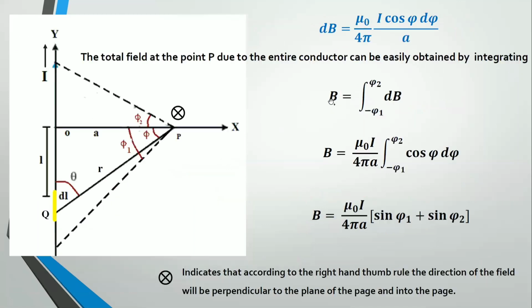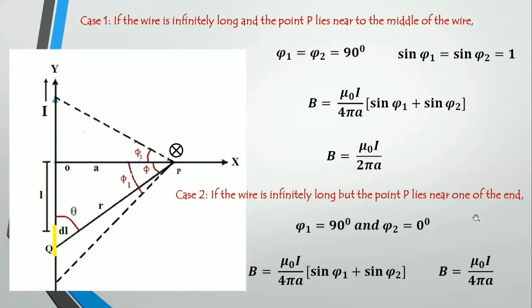So from the general expression which we have obtained, we shall have mu 0 I by 4 pi a, sin phi 1 plus sin phi 2. That is, they are 1, so 2 will be there. So B is mu 0 I by 2 pi a. So this is the expression of magnetic field due to an infinitely long current carrying conducting wire at a distance a.